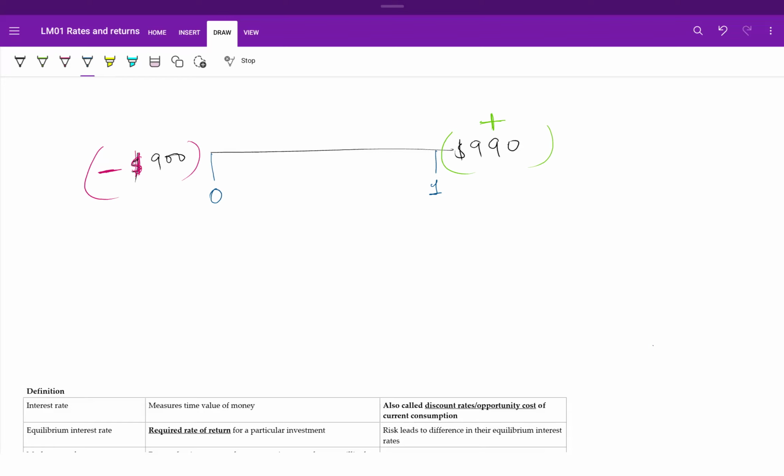Here, you are lending somebody $900 and you are receiving $990 after 1 year. This is how we are going to interpret the interest rate. I have given you 900 and you have returned me 990. If you calculate this, there is a 10% interest rate. So this is the required rate of return. Let's talk about the required rate of return.